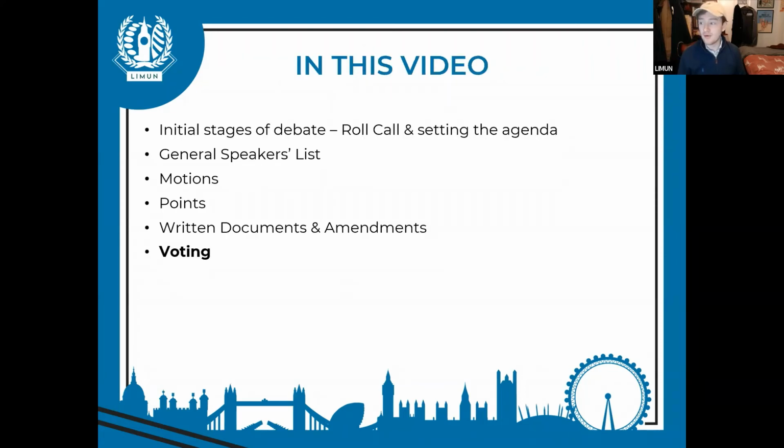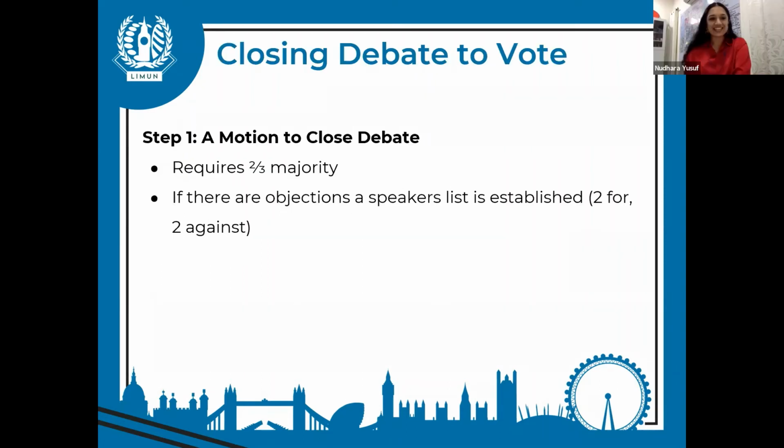Now I'll hand back over to Nidara to cover voting within the Lyman RoP. Thanks, Nidara. Thanks, Alex. So you've finished your amendments, you've finished debating all of your working papers and draft resolutions, so it's time to vote. You start with step one, a motion to close debate. This requires a 2/3 majority. It is one of the very common motions that requires a 2/3 majority.